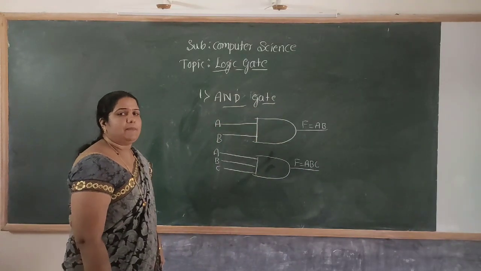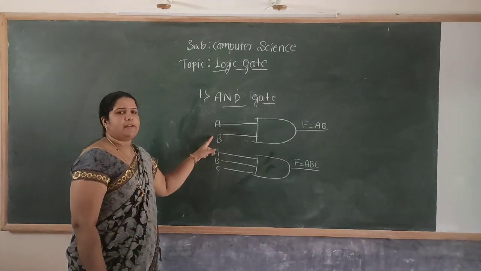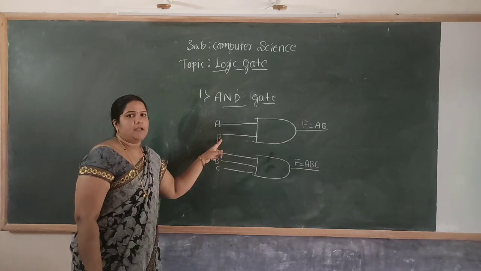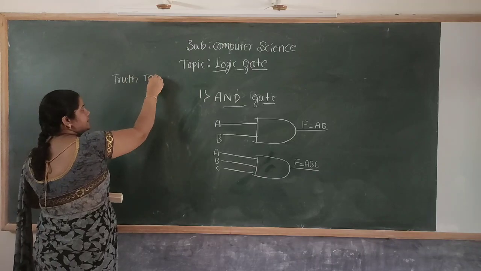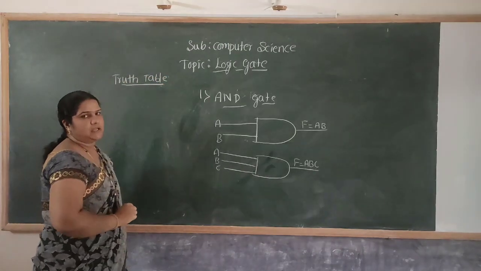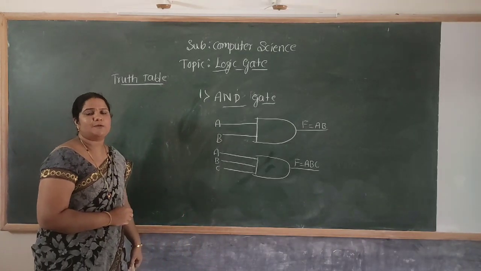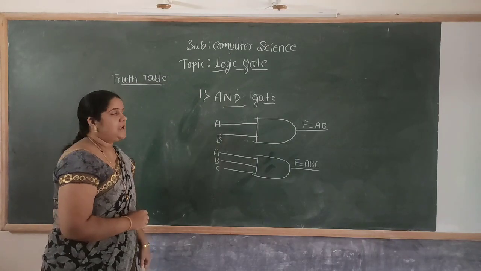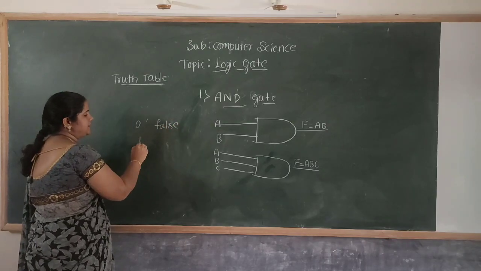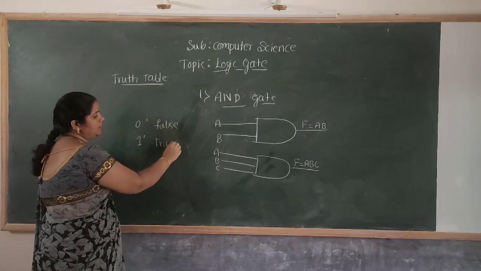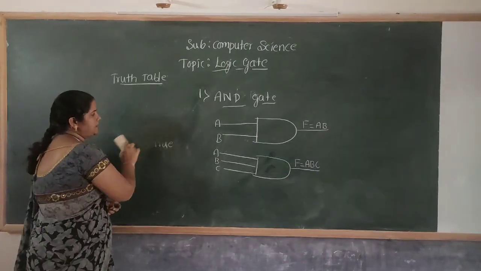Again, an AND gate can be described by a truth table. For example, the truth table for the AND gate using two inputs. A truth table is a table that represents the set of all possible values in the form of zeros and ones, where 0 means false and 1 means true.